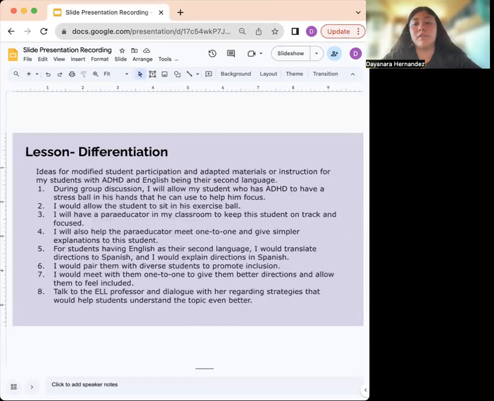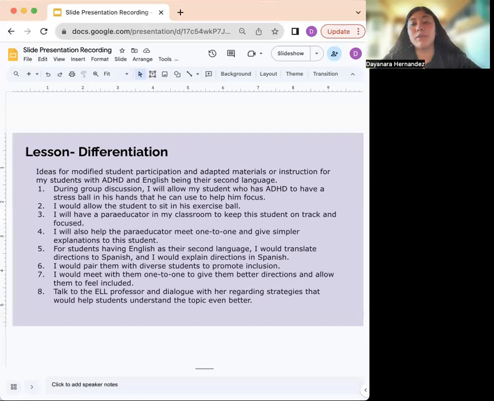Then going over to lesson differentiation, this is where you come up with the ideas to modify your lesson. What will encourage a student's participation, and you will have to find or adapt materials or instruction for students. For example, in my lesson, I had to think about my student with ADHD and my student whose English is their second language. To accommodate and differentiate during group discussion, I will allow my student who has ADHD to have a stress ball in his hand that he can use to help him focus.